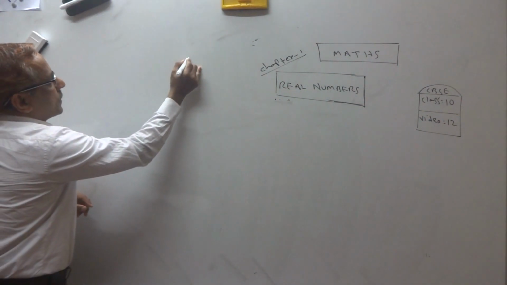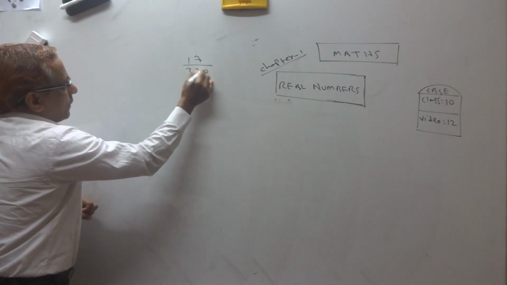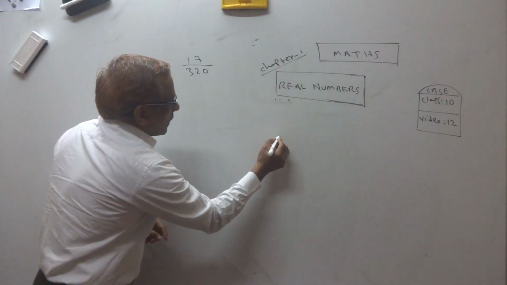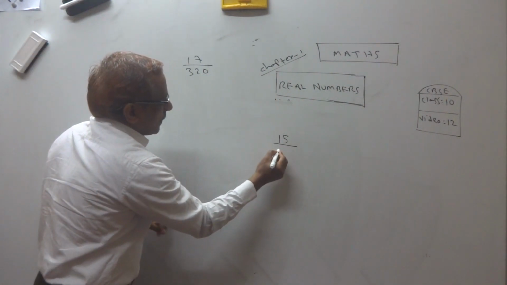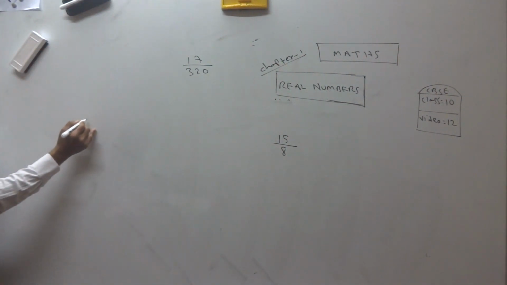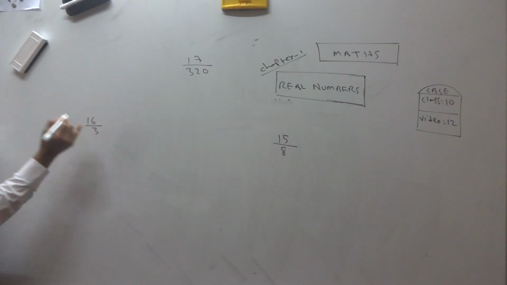Suppose a rational number is given, 17 by 320. You see the cases. 15 by 8. You see one more case. 16 by 3.